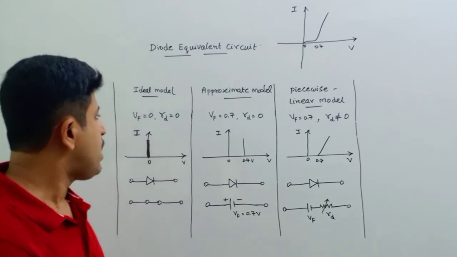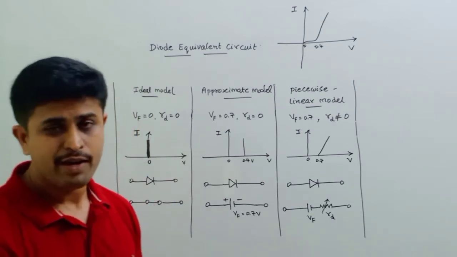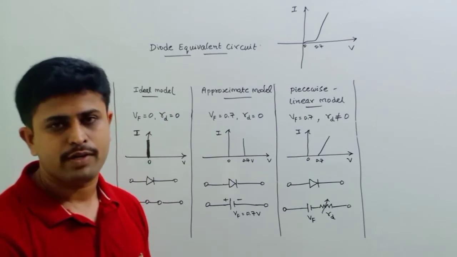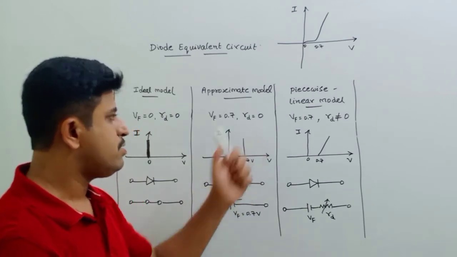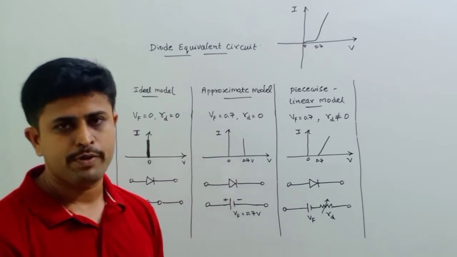Okay, so now coming to this approximate model. In approximate model, we are considering the forward voltage drop, but we are not considering the forward resistance. So the forward resistance is 0. So if you take a silicon diode, the forward voltage drop is 0.7.